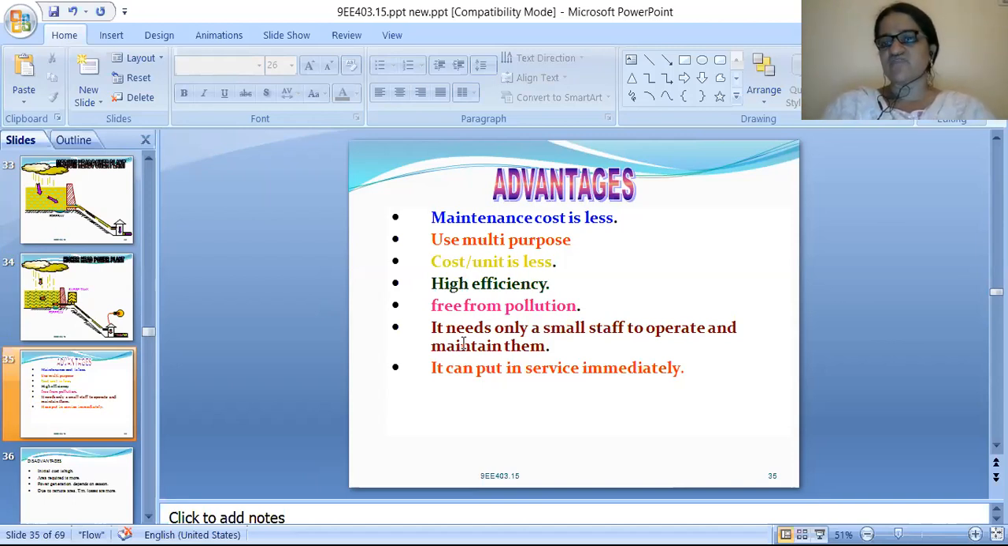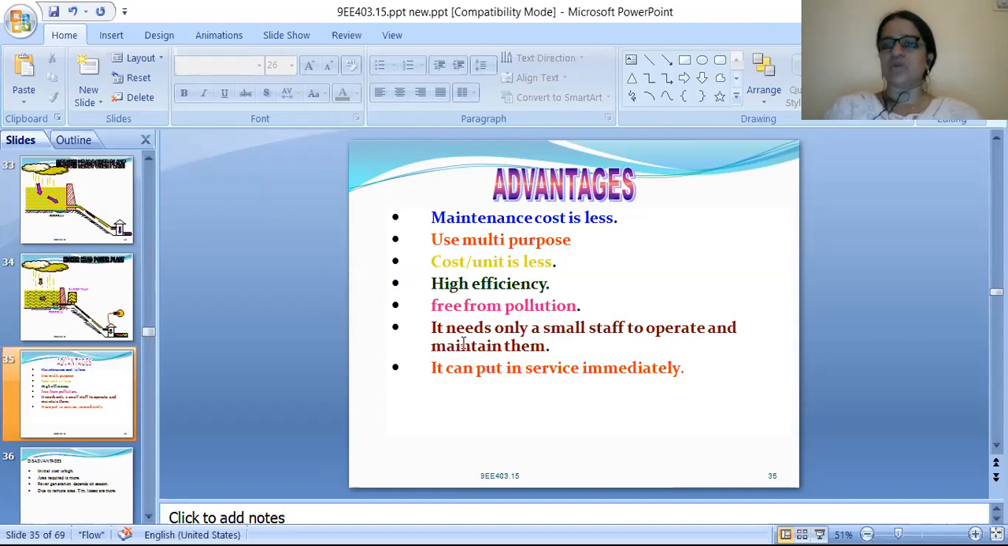Next, it is free from pollution. A hydroelectric power station will not contribute to environmental pollution. Why? Because the fuel you are using is water, and the machinery is converting one form of energy to another form of energy.